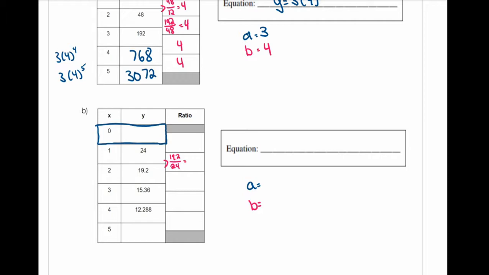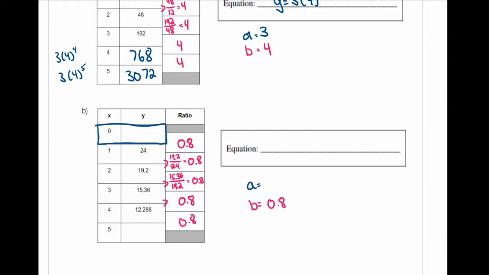Again, you have to work your way down. You can't do the top divided by the bottom. It's the bottom divided by the top. And when I do that, I should get 0.8. If I do the next one, 15.36 divided by 19.2 equals 0.8. And if I continue that pattern, I get 0.8. And even though I can't figure out the next two, I can assume that it has to be 0.8 because in order for it to be exponential, all the ratios need to be the same.